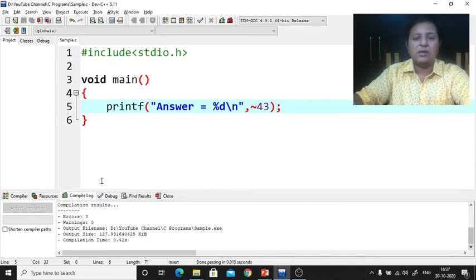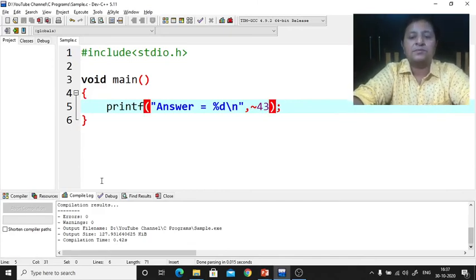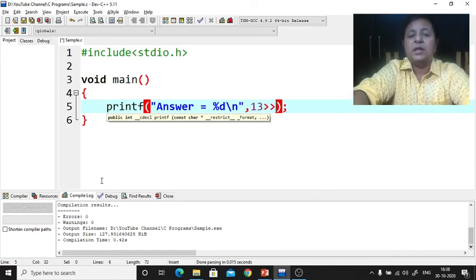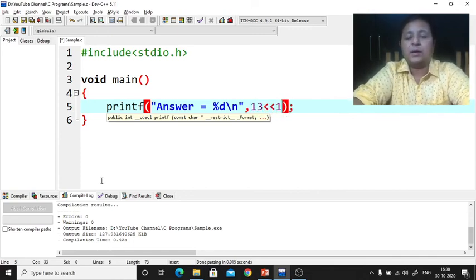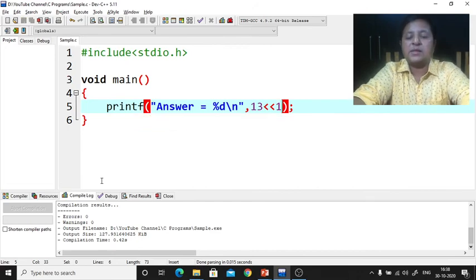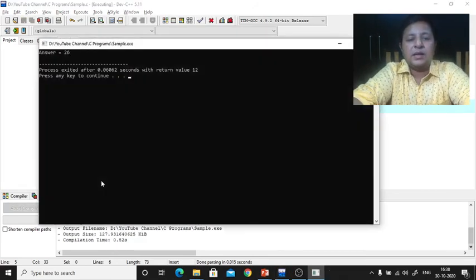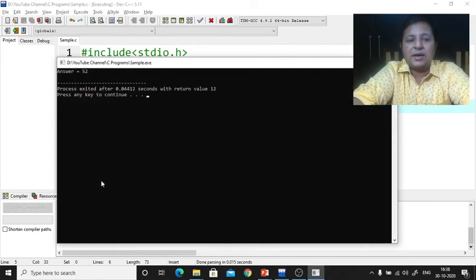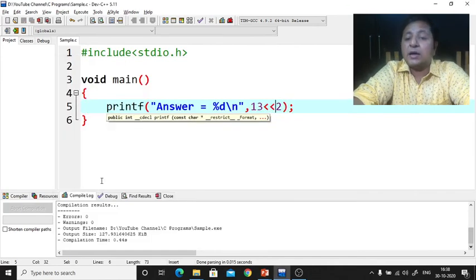Okay. So now suppose let us have what we have had earlier, 13 rather, we start with 13 left shift by 1, and let's see what's the answer. See, 13 left shift by 1 is 26. So if I left shift by 2, okay, let's see what's the answer. It is 52.